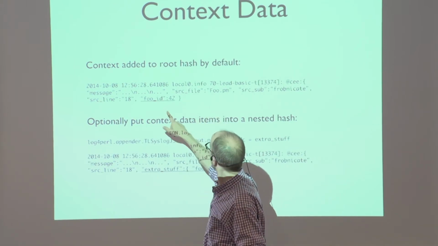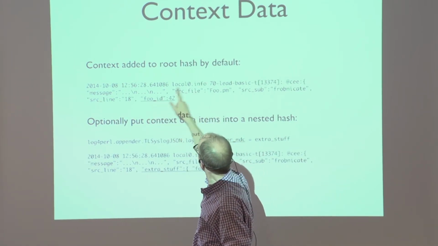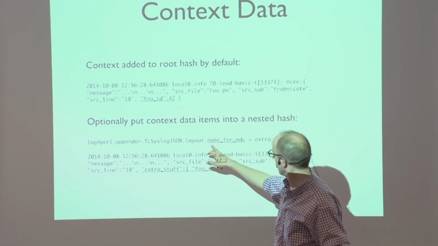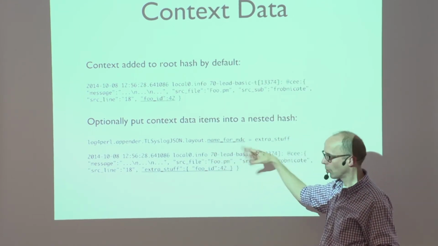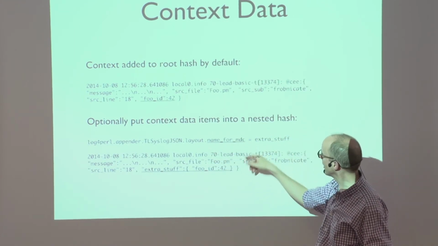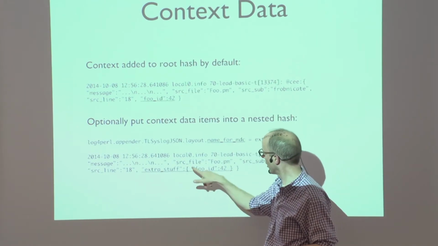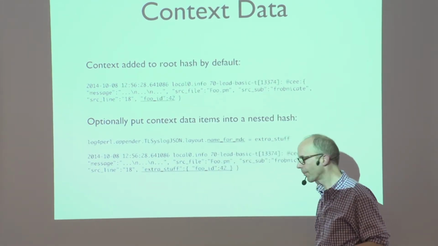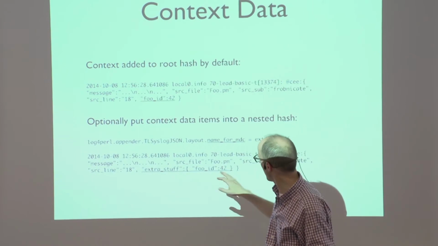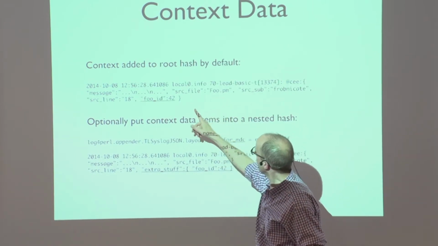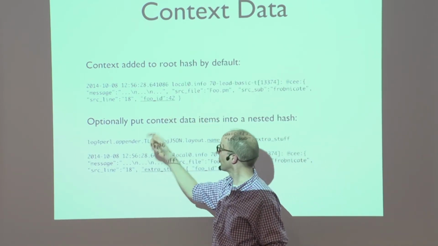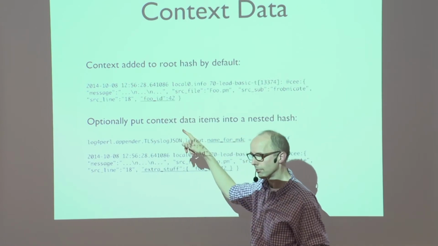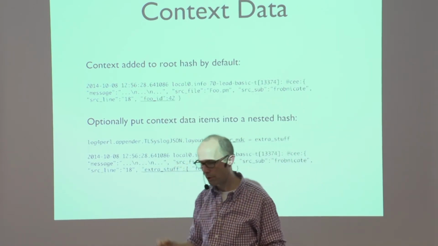Now by default, this foo will be added to the top level hash. You can also optionally give a name to whatever you put into the hash, and then it'll all be embedded further down. So you can play it either way. If you do it this way, you have the advantage that you could put into the hash things that override other fields if you want to lie about something.